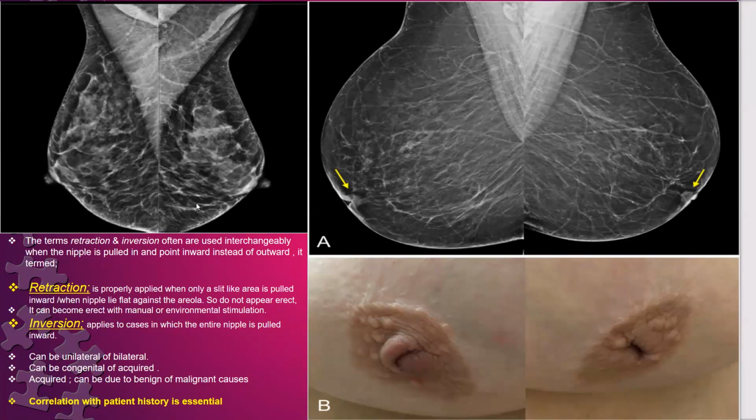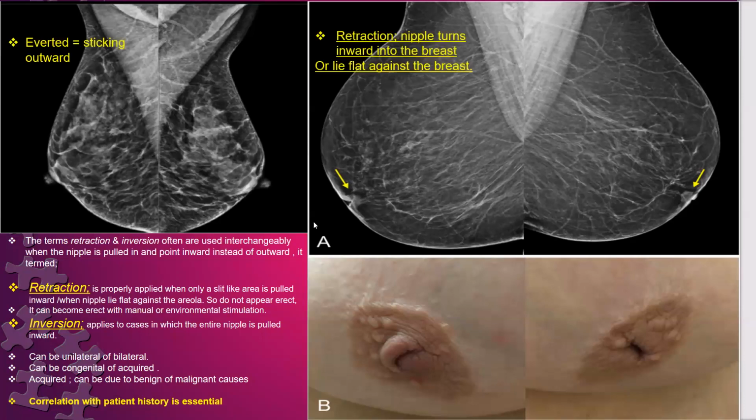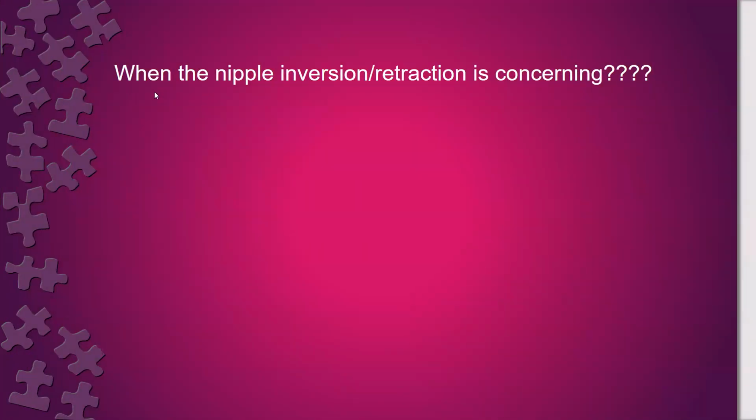This is the normal nipple, which is what? What is the difference between this and this? Outward, everted or looking outward, and this one looking inward. This is inward, flattened against the breast or inward directed. This is sticking outward, or everted. This is the difference between the normal and the abnormal.